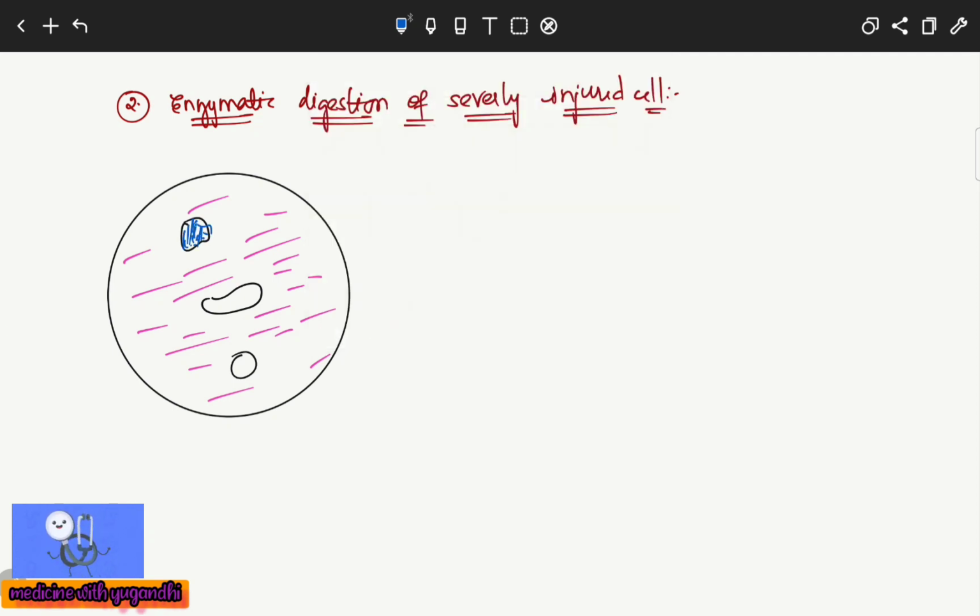Let us keep this as the nucleus. This is the cytoplasm, where the cell organelles like mitochondria and lysosomes reside. Once the cell is lysed, or severely injured, the cell organelles like the lysosomes break down. What happens when the lysosomes break down? Their membrane gets ruptured, so that the digestive enzymes come out of the lysosome. These enzymes lead to enzymatic digestion, that is, the proteolysis of the cellular components.